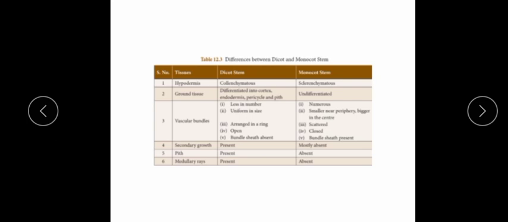Pith is present in dicot stem and absent in monocot stem. Medullary rays are present in dicot stem, again they are absent in monocot stem. It's an important 5-mark question, children. You need to learn this one. Learn and write this one as a self-test so that it will become a practice for you.